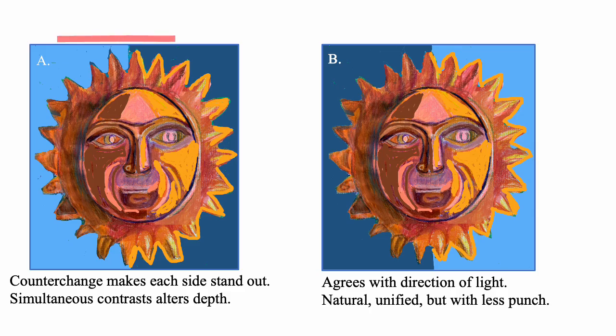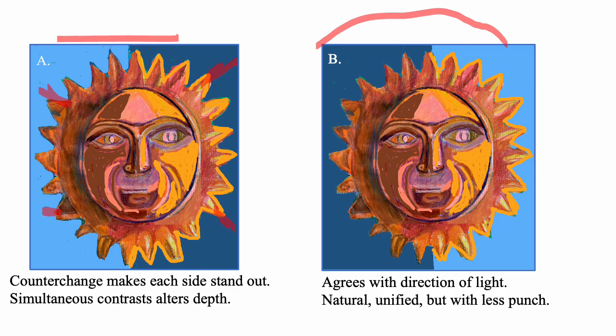This sun shows counterchange, where the dark side of the sun is next to a light background and the light side is next to a dark background. So simultaneous contrast makes the whole thing stand out. But interestingly, this side looks like it's receding and this side looks like it's coming forward. So the whole sun looks like it's tilting away from us on the left.